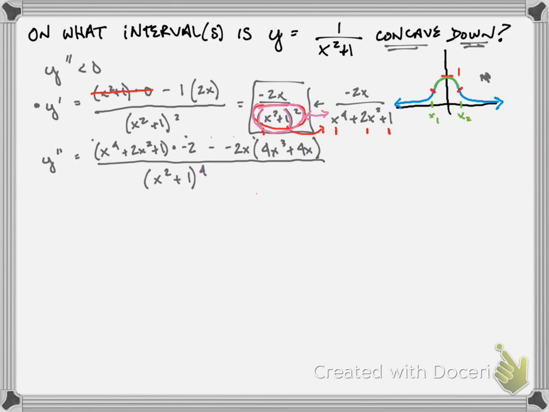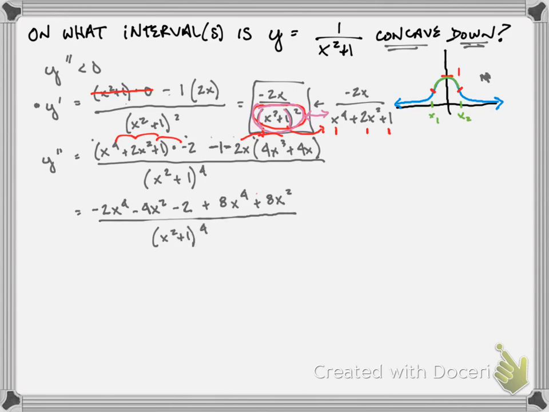So we can clean this up. I'm going to distribute a negative 2 to that quantity. I'll distribute a negative 2x to that quantity, and I'll clean. And so I should get negative 2x to the fourth minus 4x squared minus 2, minus negative 2x is the same as plus 2x, so that's going to be plus 8x to the fourth, and then plus 8x squared, all over x squared plus 1 raised to the fourth power.